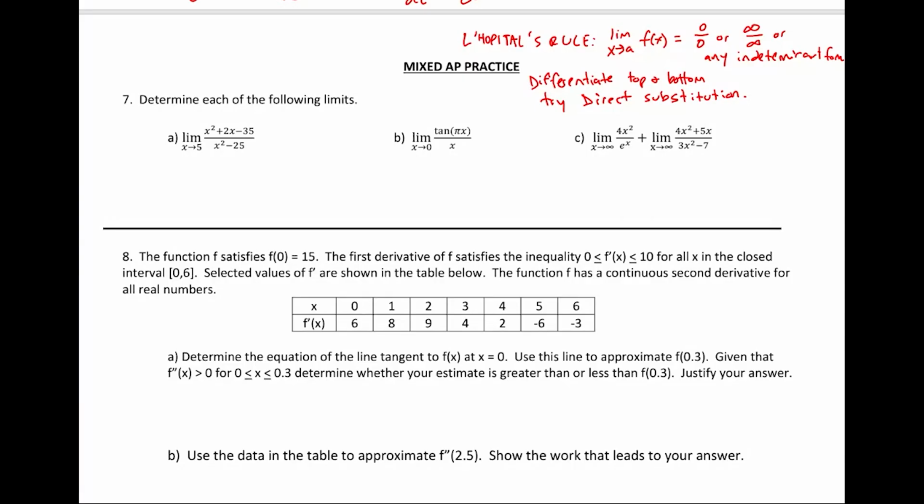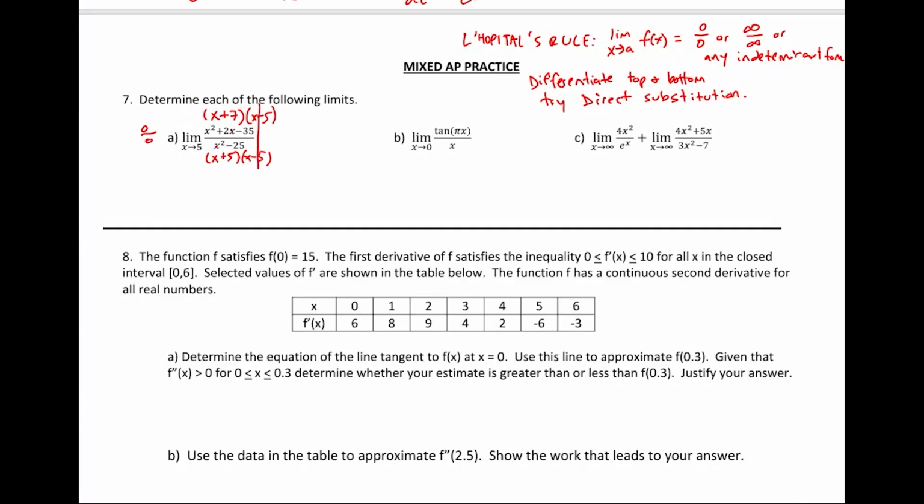On A, if I try to plug in 5, I'm going to get something divided by 0. Specifically, I'm going to get 0 divided by 0. If I take this 5 and put it in here, I'm going to get 0 over 0. So while you could find this limit by factoring and canceling, maybe I'll briefly go over that. The denominator here is x plus 5 times x minus 5. You've got a difference of two squares. And then up top, we've got x plus 7 times x minus 5. Notice how you have an x minus 5 on both the top and the bottom.